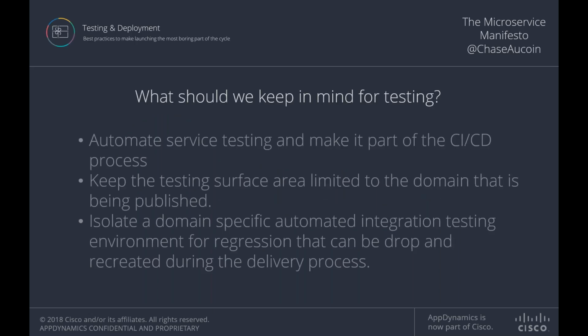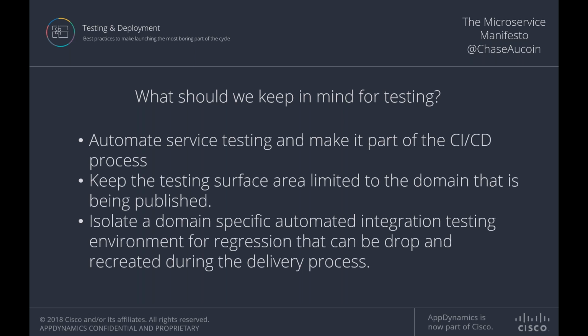There's a couple things that we want to keep in mind for testing. One, automate everything. Automate testing, especially with the service layer, make it part of the CI/CD process, and then just automate that process all the way out to production. Two, keep the testing surface area limited to the domain that's being published. No more, no less. Three, isolate domain specific.